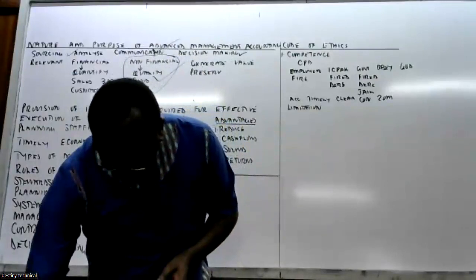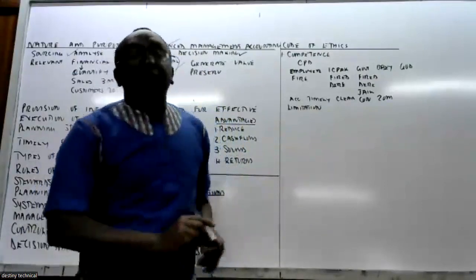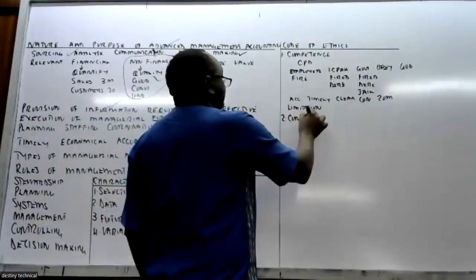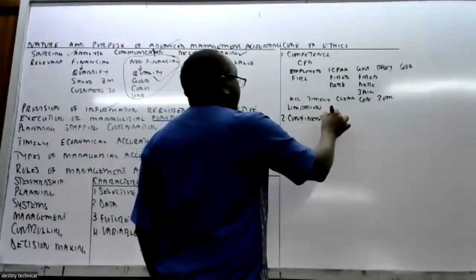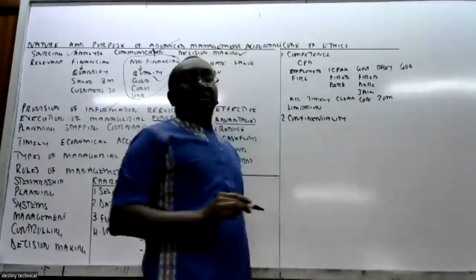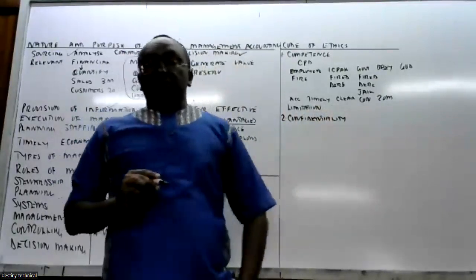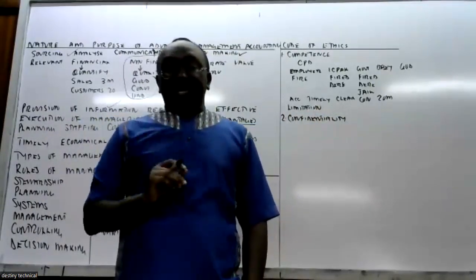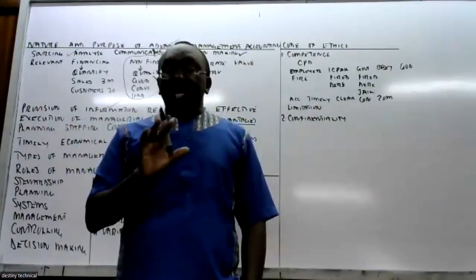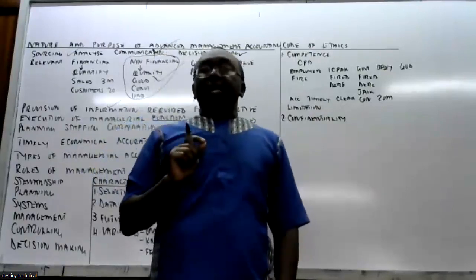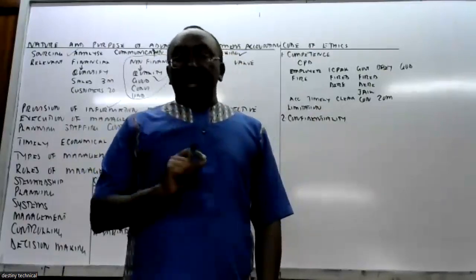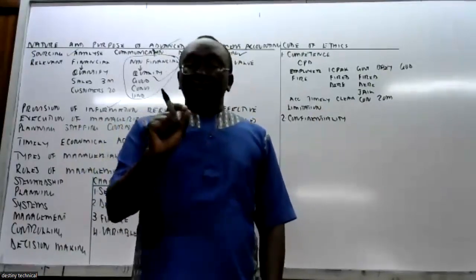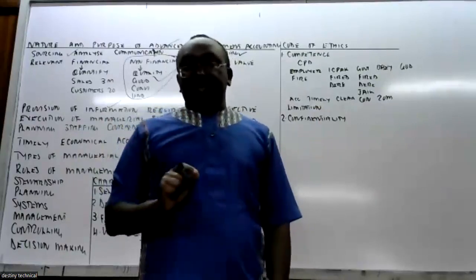The second ethical standard is about confidentiality. Now, confidentiality has to do with the aspect of keeping secrets. As a management accountant, you are entrusted with a lot of information, the so-called classified information, which even your boss at times does not have.